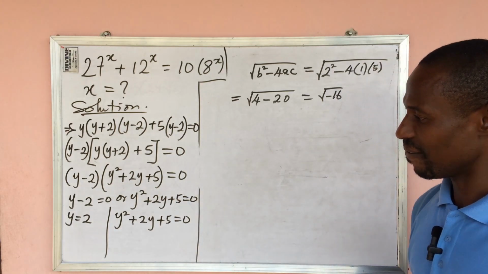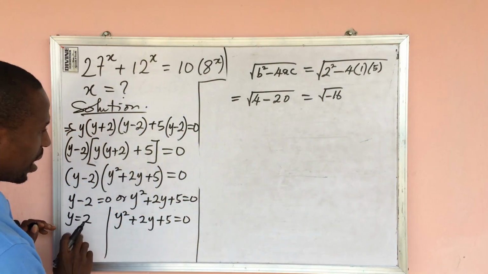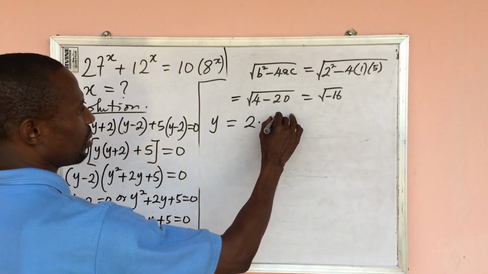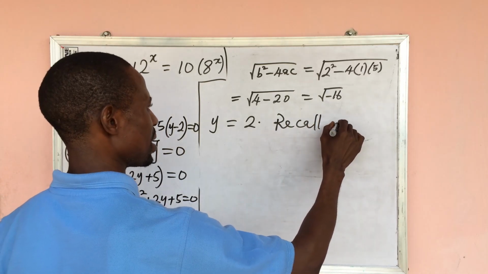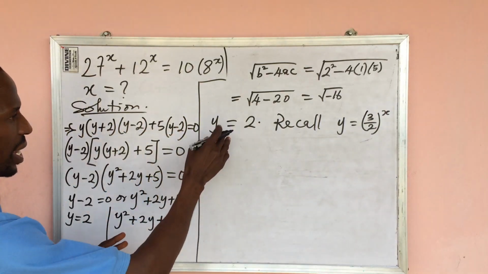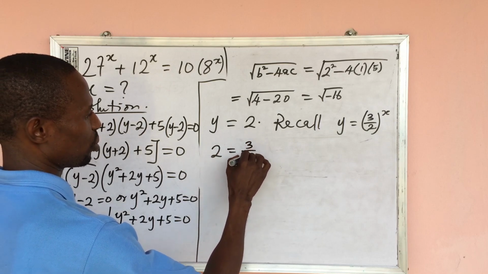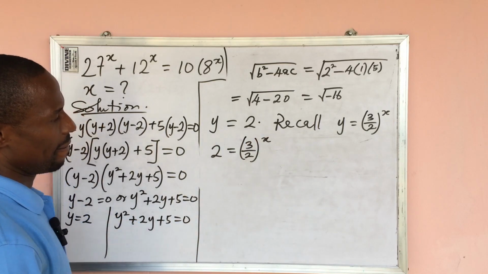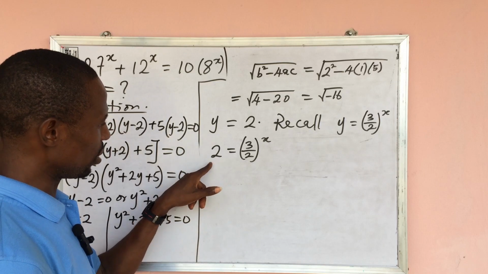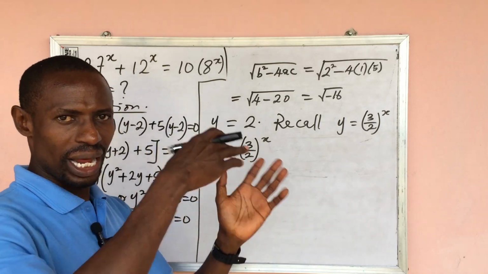So let's go to the first root, which says y equal to 2. So if we go with that answer, we have here y equal to 2. Let's recall that we said let y equal to 3 all over 2, all to the power of x. So from here, we now have 2 equal to 3 all over 2, all to the power of x. At this point, there is no way we can raise 3 all over 2 to a number to give us 2, so that we can cancel out the same base.